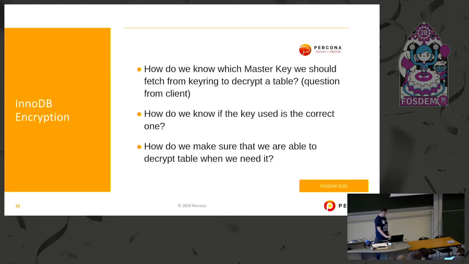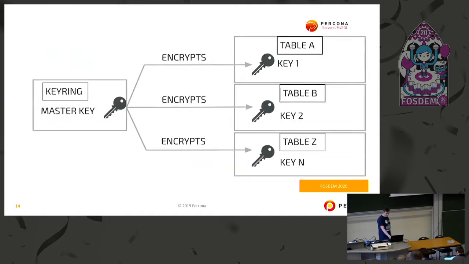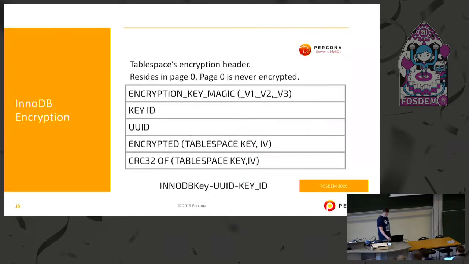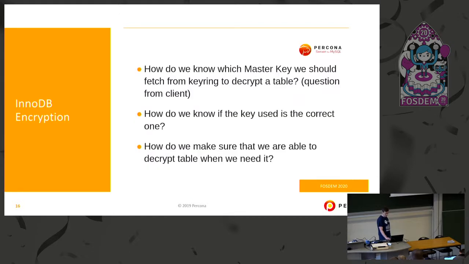So how do we know which master key we should fetch from the keyring to decrypt a table? Because we have this table A, let's say, and we have a key. There can be multiple master keys in a keyring, so we need to have this ID by looking at the tablespace header. We take the key ID and UUID, and we combine them, and we have the master key ID. So we know which master key we should fetch from the keyring.